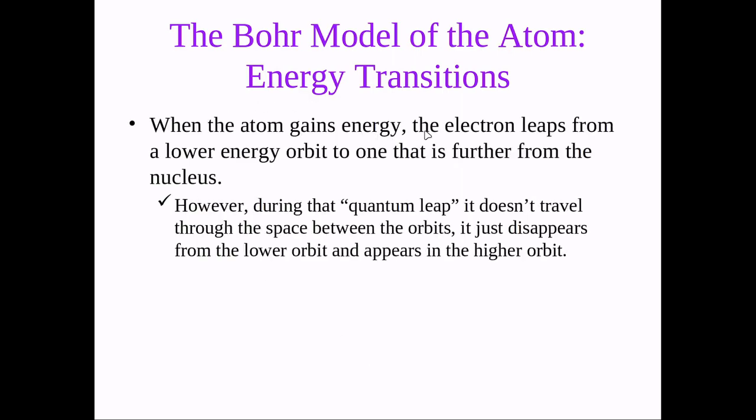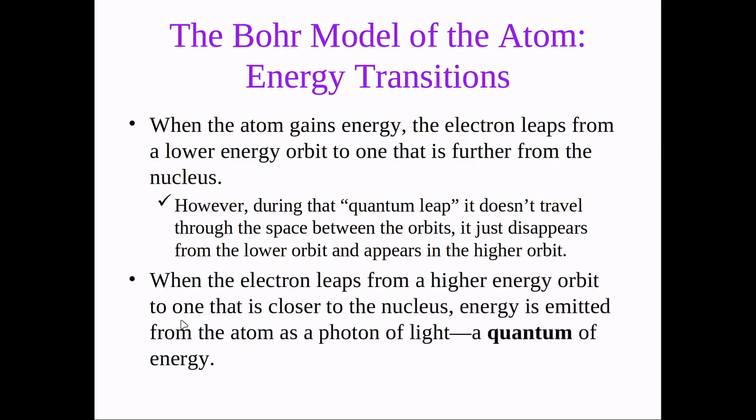When the atom gains energy, the electron leaps from a lower energy orbit to one that is further from the nucleus. All right, so energy comes in, and the electron jumps up to a higher orbit. However, during that quantum leap, it doesn't travel through space between the orbits. It just disappears from the lower orbit and appears in the higher orbit. And that is a result of that quantization. It can't be in between orbits. It can only be in one orbit or another.